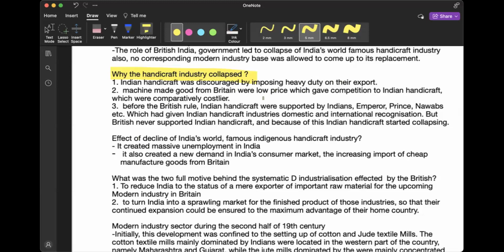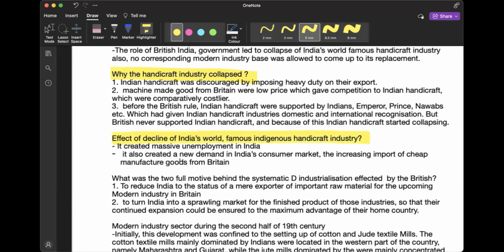Machine-made goods from Britain were low priced. For example, a shirt that is handmade will be 1,000 rupees. If you purchase it from Britain, it will be 50 rupees. So everybody started purchasing from Britain because that was made by machine. If nobody will purchase from me, what will I do? Nothing. Before British rule, Indian handicraft was supported by Indians, Europeans, and princes. Everybody was demanding it, so that's why it was more. But now nobody was demanding because nobody had the means. And then after that, the effect of the decline of India's indigenous handicraft.